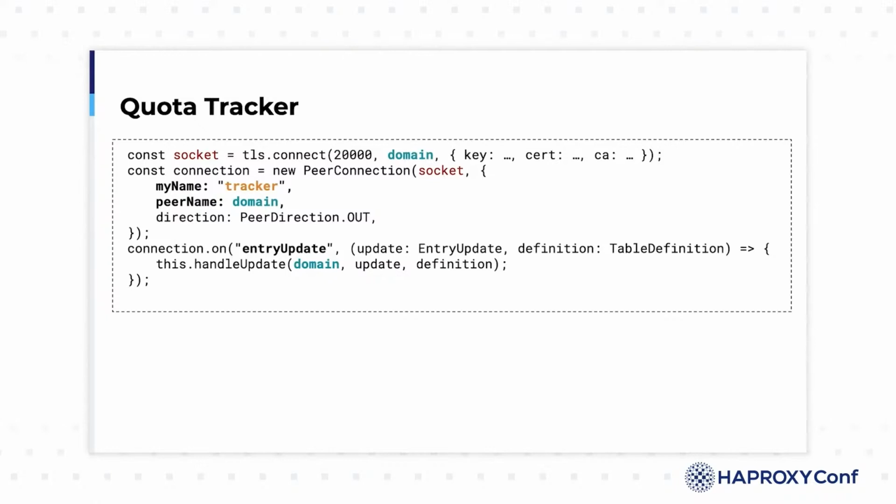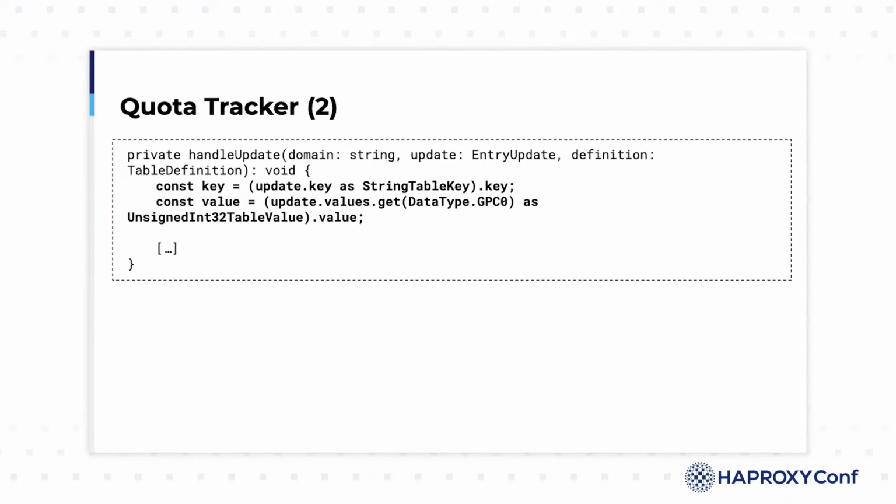In addition to the socket, we also need to pass the name of the two peers. The first one is the name of the tracking service that we defined earlier in the HAProxy configuration. That's the tracker literal highlighted in orange. The other one is the host name of the HAProxy node. It must match what HAProxy sees for the connection to work. Lastly, we bind a callback to the entry update event. Whenever HAProxy sends new data, this callback will be invoked.